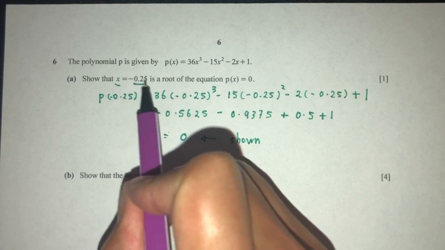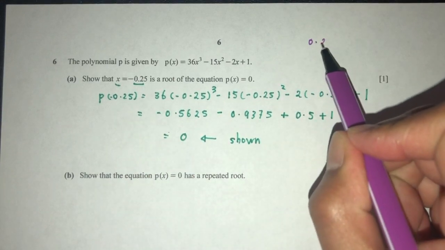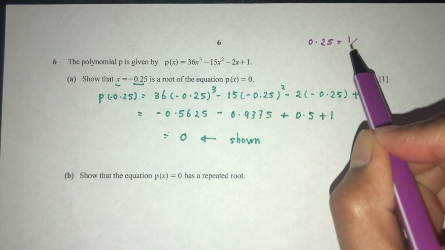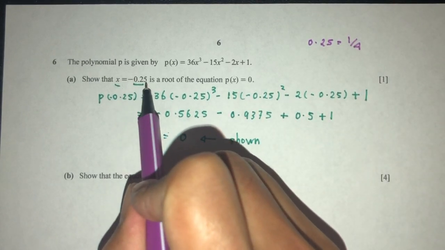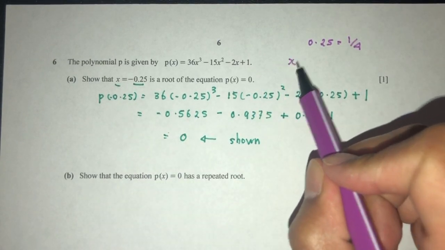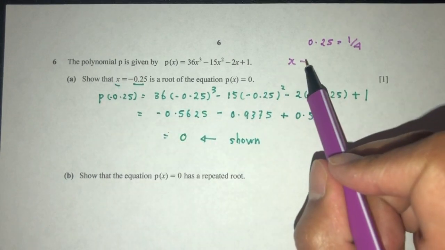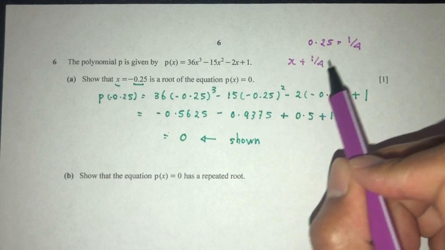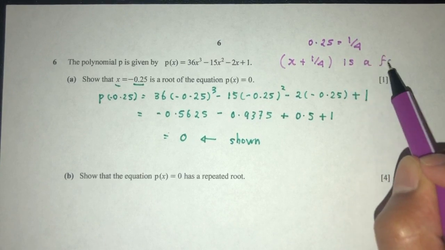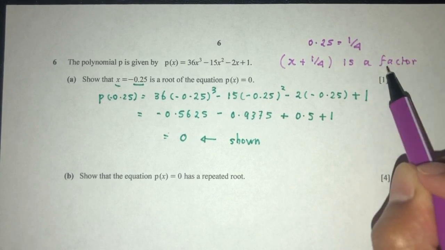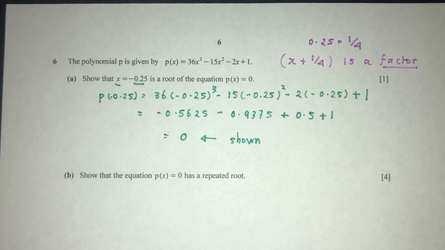Now, we have to understand what is this value. 0.25 is actually 1 over 4, right? Now, if x equal to this is a root, we understand that x, we send this over here, that will become plus 1 over 4, will be a factor of your polynomial. So we have to understand that as well. Okay, so now let's move on.